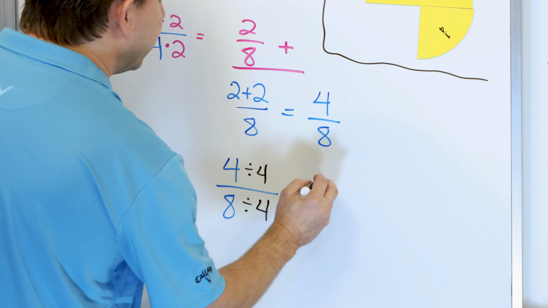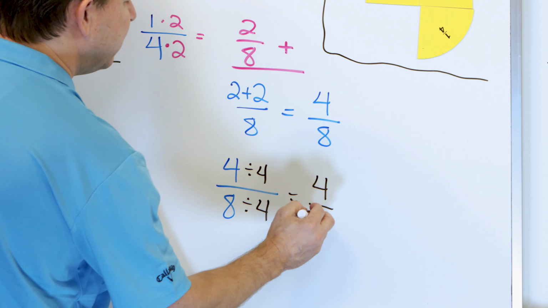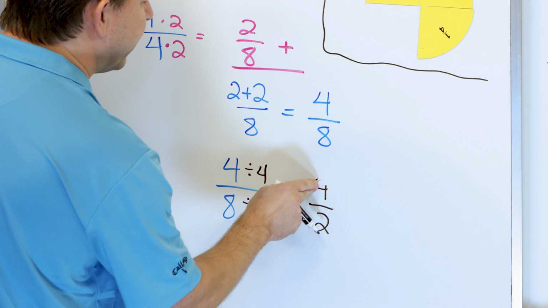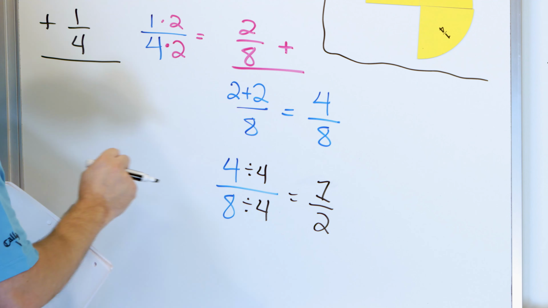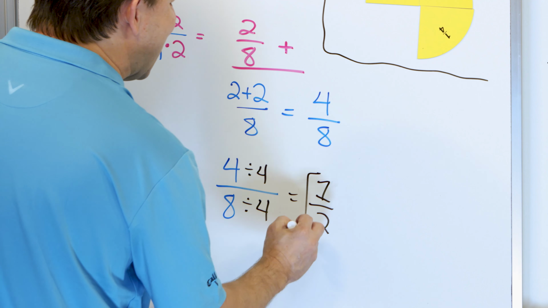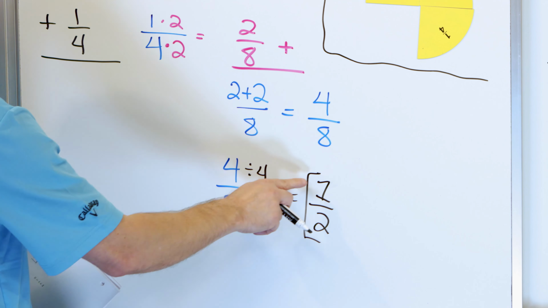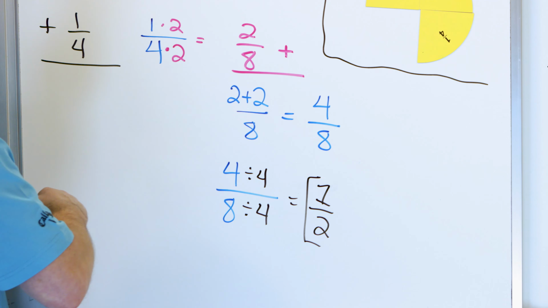So 4 divided by 4 is 1. I of course wrote the wrong thing down. It should be a 1. And then 8 divided by 4 is 2. So you get 1/2. 2 times 4 is 8, and 1 times 4 is 4. So the answer is 1/2.